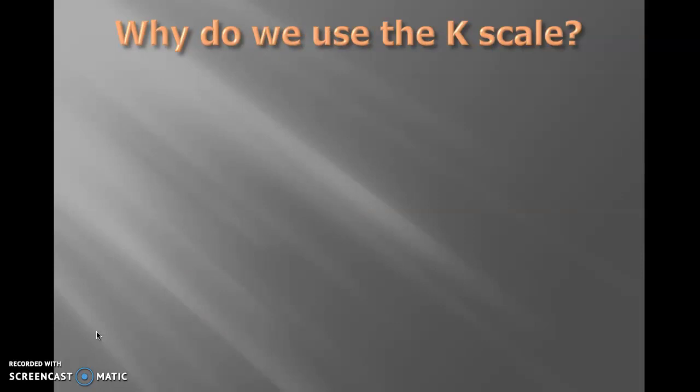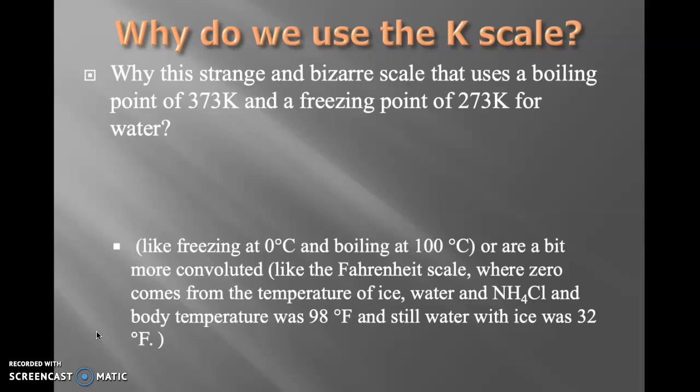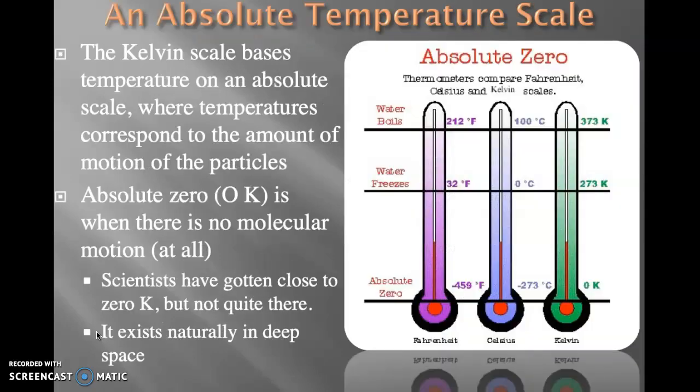Now, when we do gas law problems and when we talk about gases, we're going to use the Kelvin scale. The reason being, it's an absolute scale. What that means is the Kelvin scale bases temperature on an absolute scale where temperature corresponds to the amount of motion of the particles. So basically what you can take away from that is that at absolute 0, or 0 kelvins, all gas molecules can no longer move. They just stop moving completely. There's no vibration, there's nothing. And this is the whole scale altogether. It goes much higher than this.